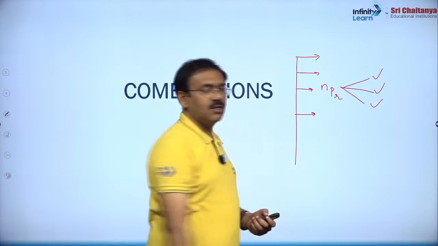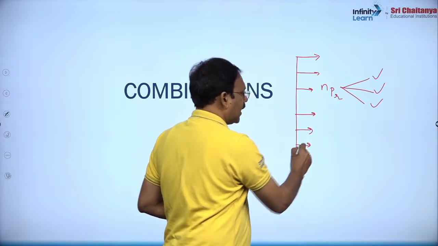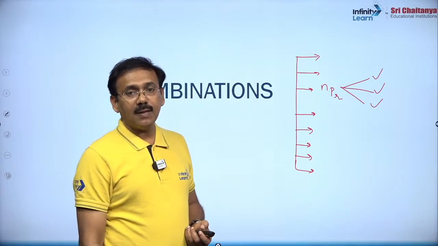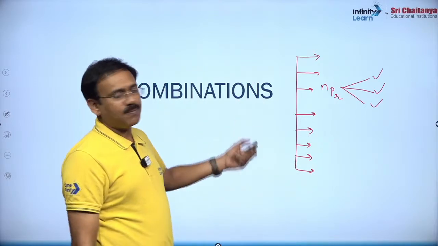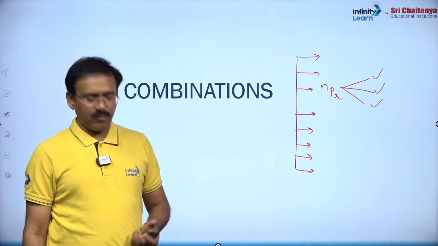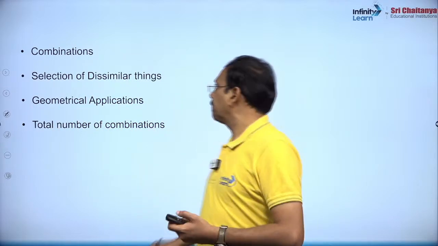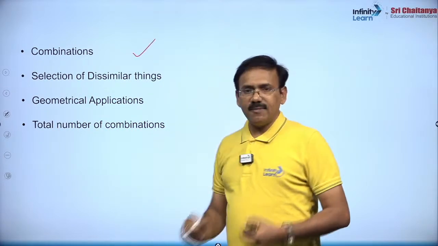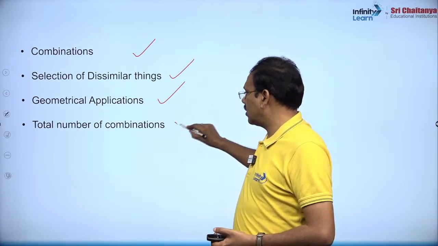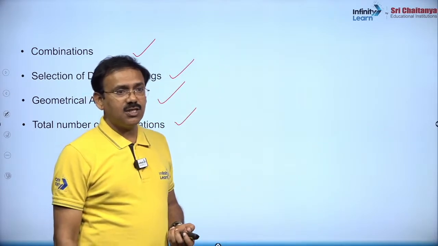After this, my dear friends, we have seen problems based on divisibility, sum, as well as palindromes, specified order, and even problems related to rank. These are the special models of permutations. With this we can almost handle all the models of permutations. Now coming to combinations, my dear friends. In combinations you can see the basic points, selection of dissimilar things, geometrical applications, total number of combinations. After this we will also have divisions and distributions.